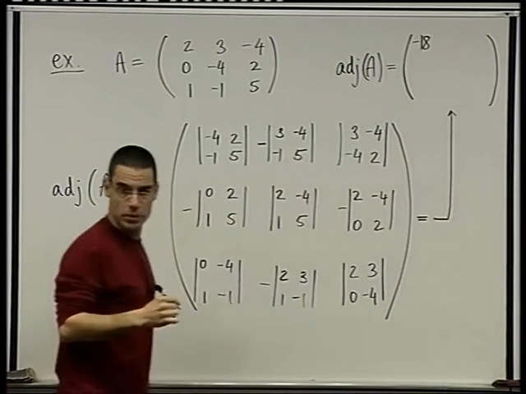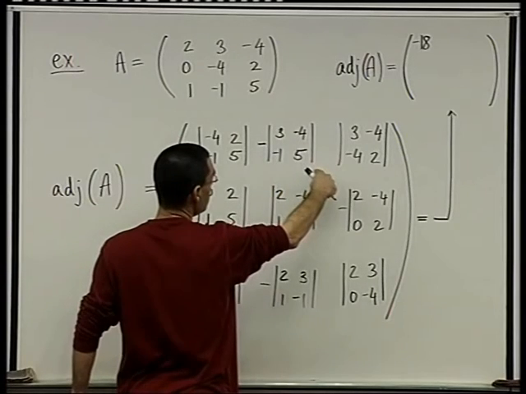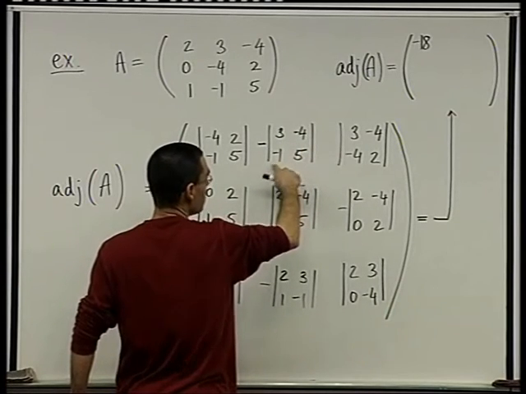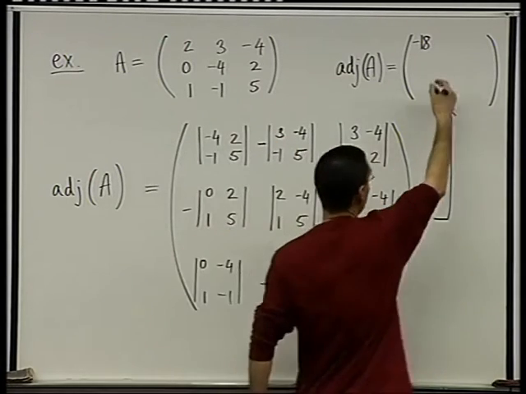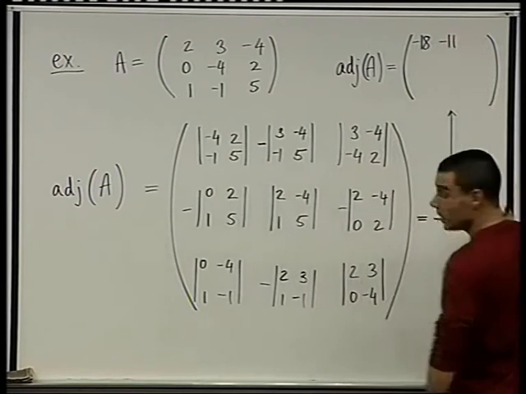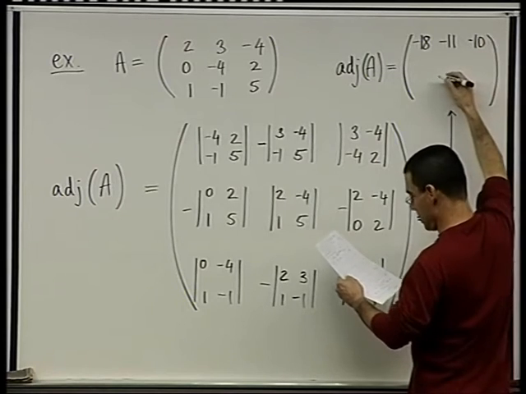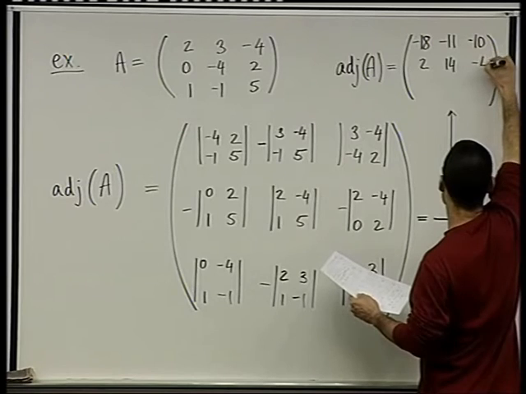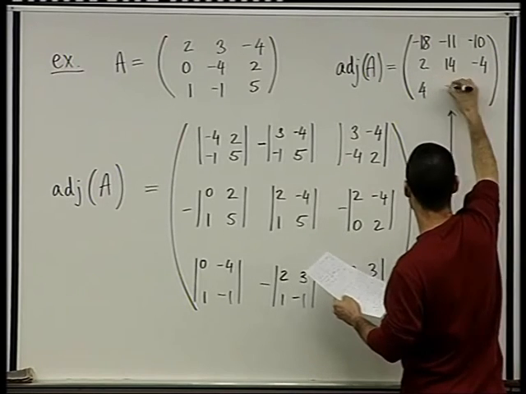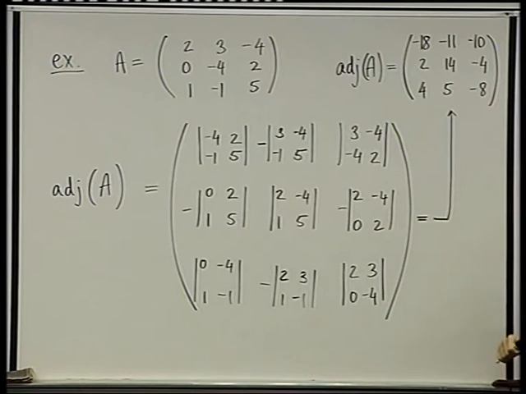Right? Everybody knows how to calculate 2 by 2 determinants. Here we have 15 minus minus minus. So it's minus 15 minus 4. It's 11, but with a minus, so we have minus 11. Good? And I'll fill in the rest. Minus 10, 2, 14, minus 4, 4, 5, and minus 8. Good? So is it clear what the adjugate matrix is?